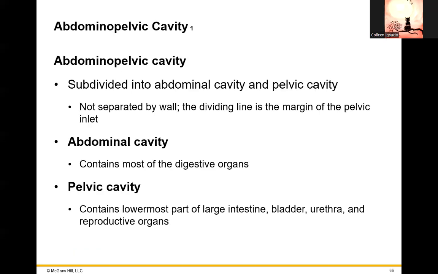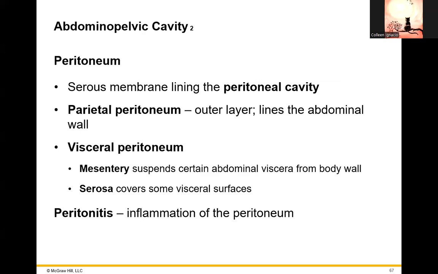Now, the abdominal pelvic cavity is subdivided into the abdominal cavity and the pelvic cavity. Okay, now the abdominal cavity contains most of your digestive organs, as we mentioned, your stomach, your small intestines, your liver, and such. Now, the pelvic cavity is the lowermost part of your intestine that's included, the bladder, the urethra, and your reproductive organs. So there is the peritoneum, and this is a serous membrane that lines the peritoneal cavity.